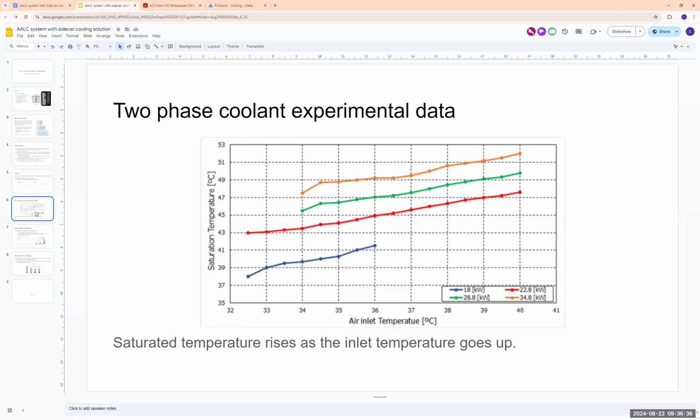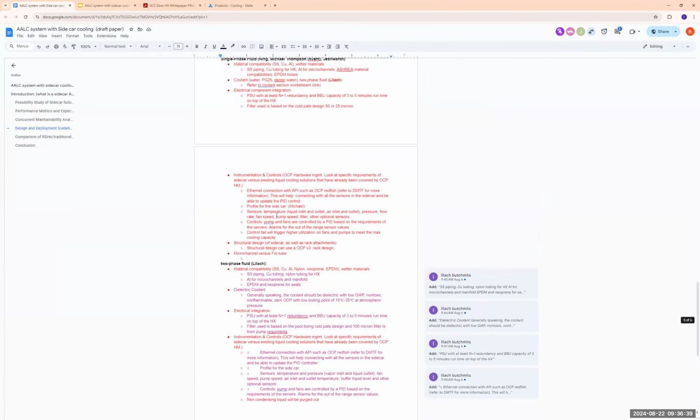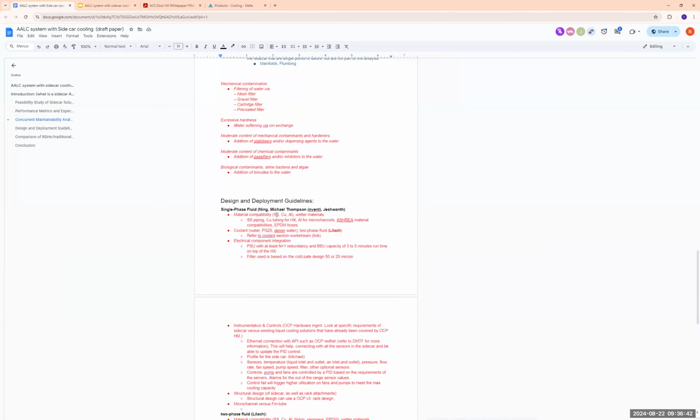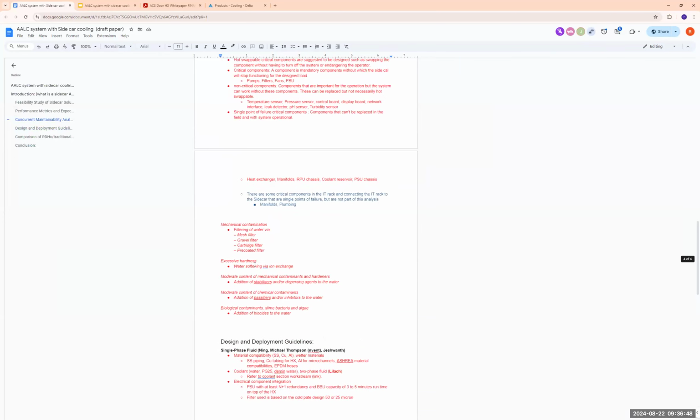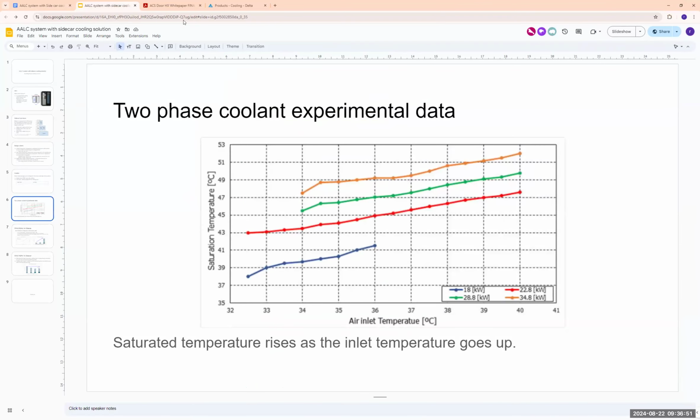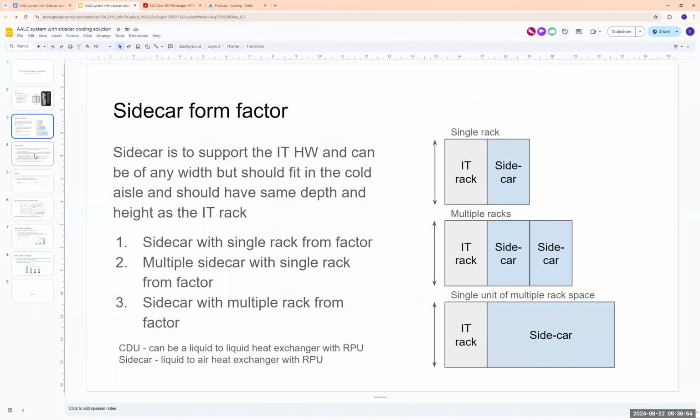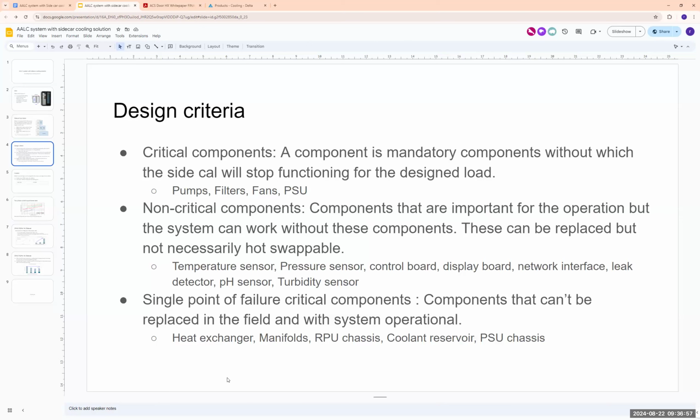After that, I haven't covered other sections on the design. There are control aspects that we talked over here. Oh yeah, I forgot. I was talking to Lilac earlier, and then I skipped this slide. Okay, the design criteria. The design criteria has three different component lists that I think we discussed last week: the critical components, non-critical components, and single point of failure critical components. And we defined those and also gave some examples.